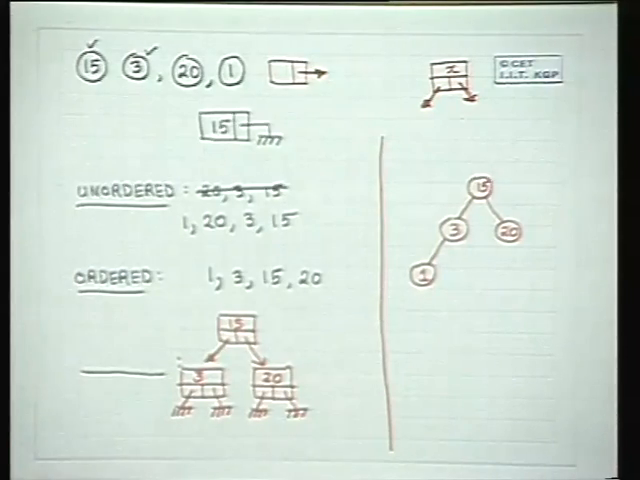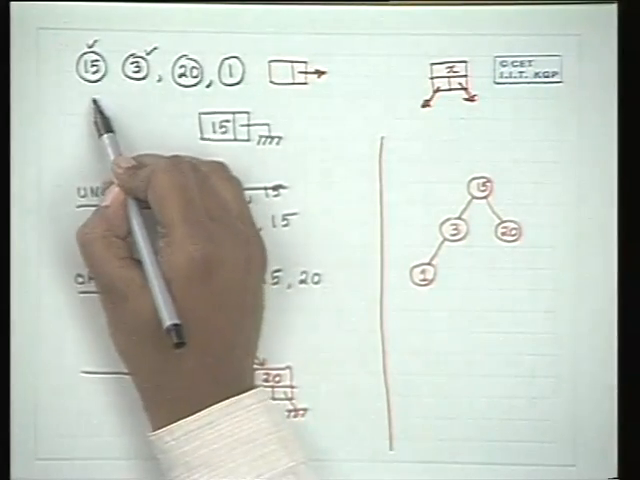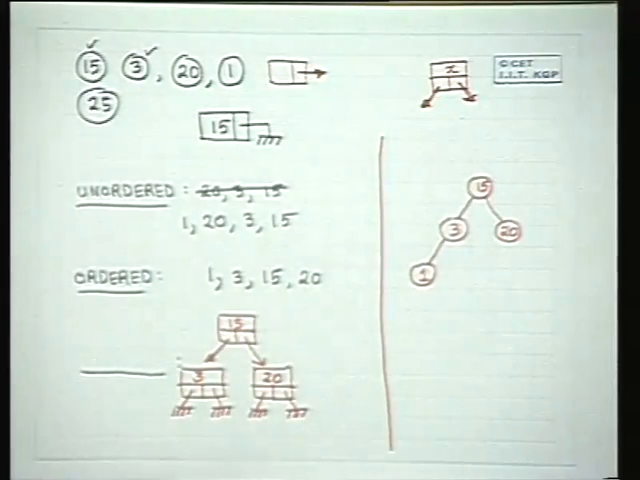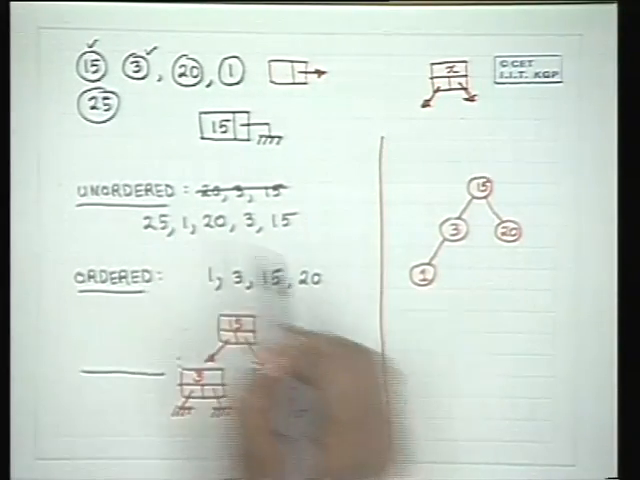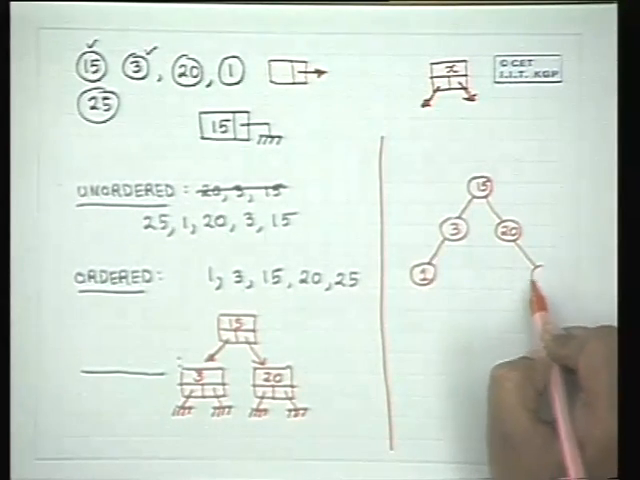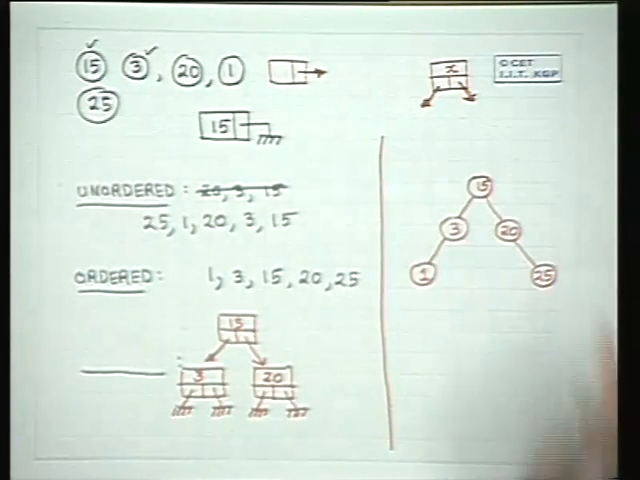Let us put in another element. Say 25. So 25 would come here, 25 would come here, and 25 would come here.